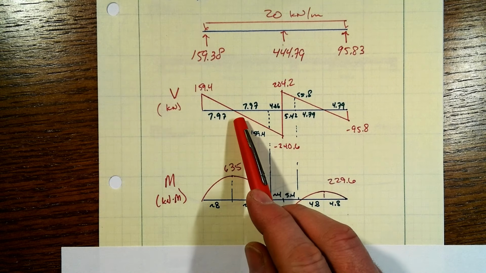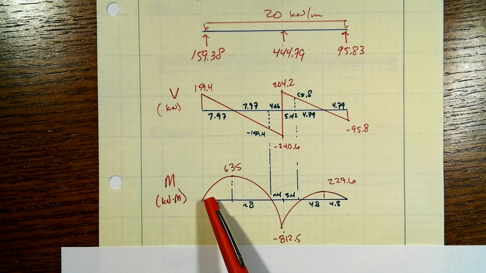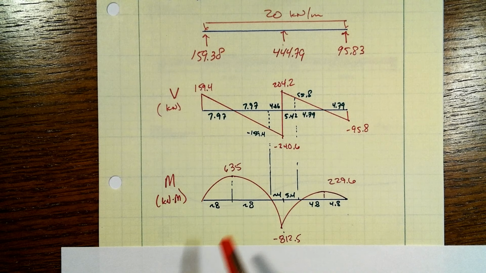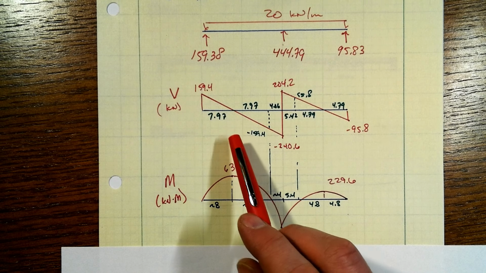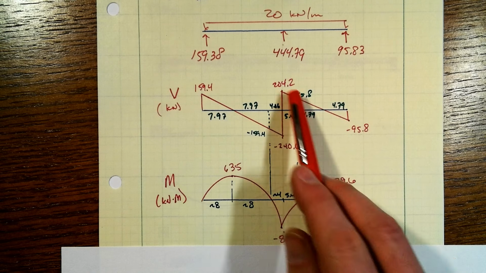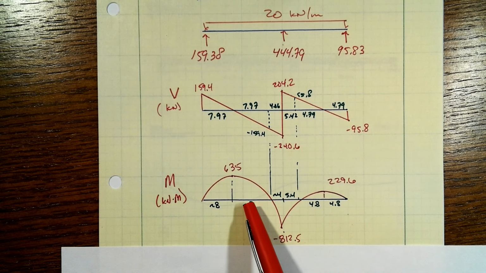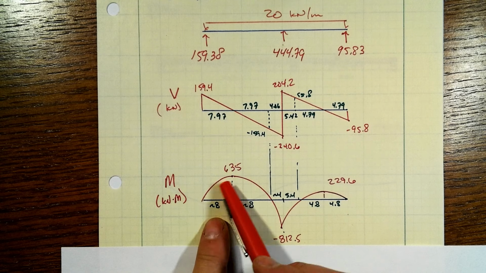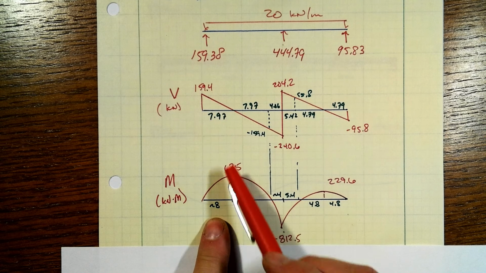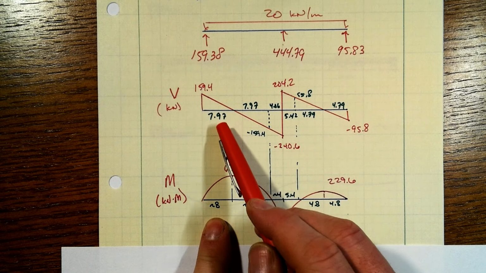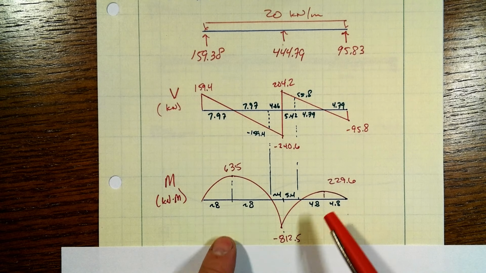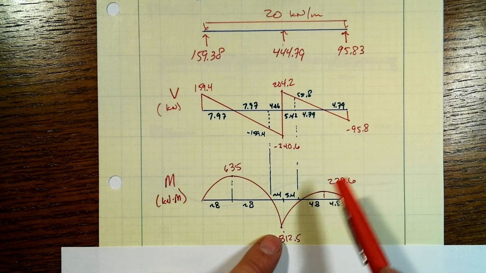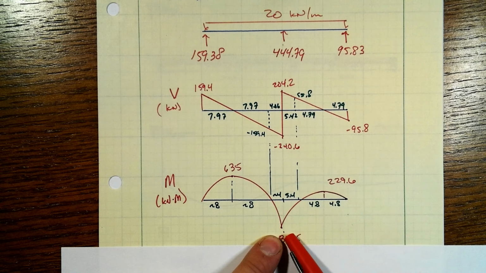Second order, because if we take a derivative of a second order, we get a function that is first order. A parabola becomes in the derivative a straight line, and that's what we've got here. Those are the relationships between shear and moment. And then that change of moments is given to us by this area. So 7.97 times the 159.38 divided by 2 is 635, turns out to be almost exactly 635. And then we drop down, and this whole area here takes us to the minus 812.5.